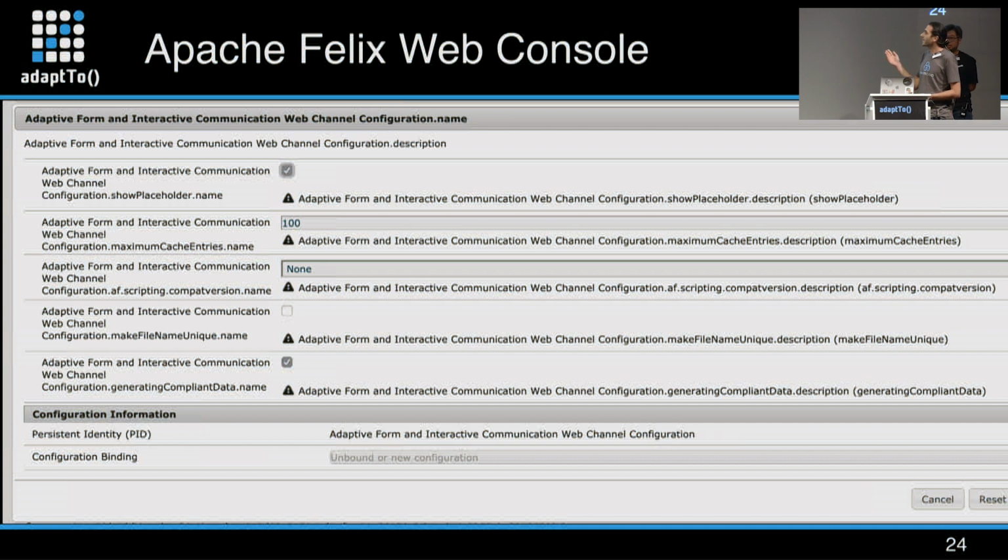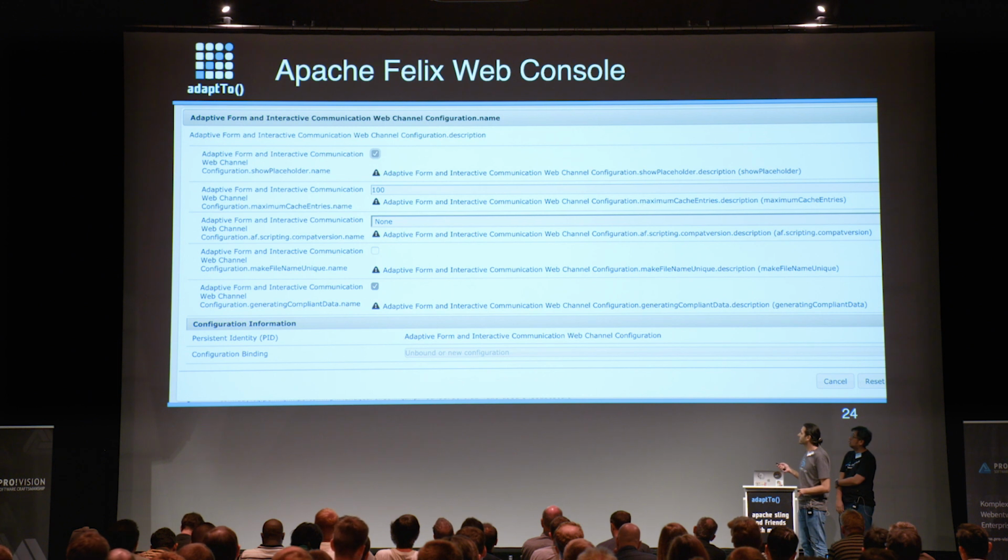This is an example of an OSGI configuration node. That's the adaptive form and interactive communication web channel configuration. So we see here that we have several types of configuration parameters. We have booleans, we have numbers, and we even have a drop-down parameter type here.